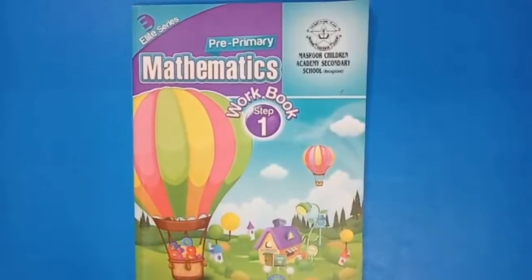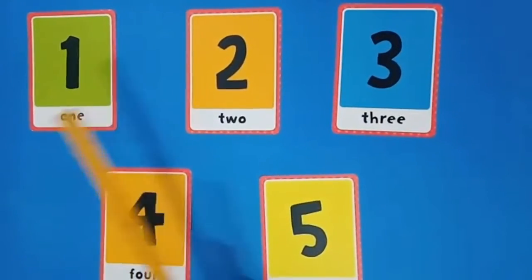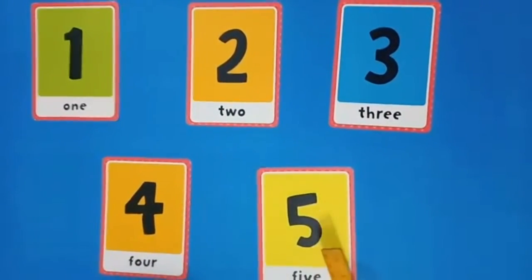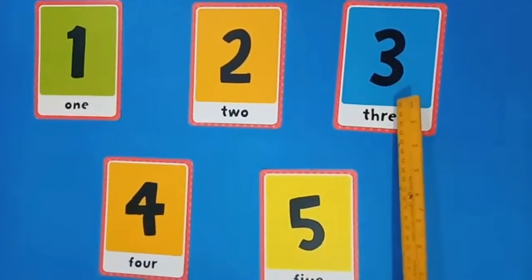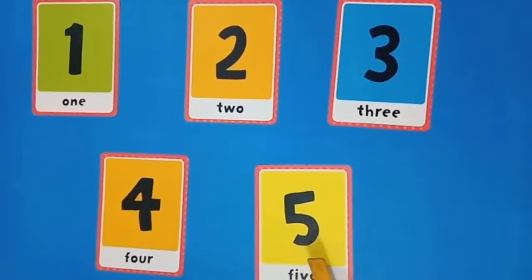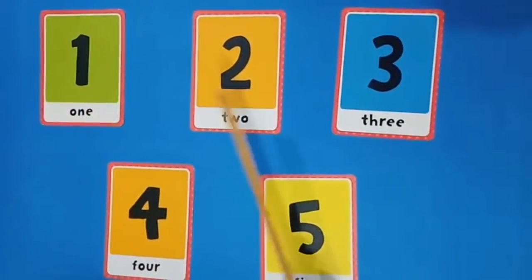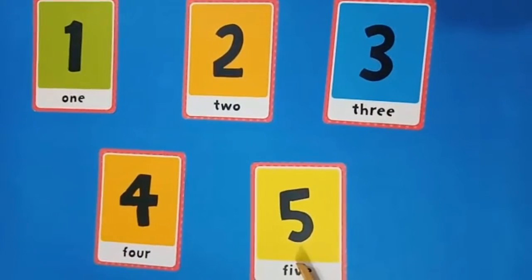First we review numbers counting 1 to 5. 1, 2, 3, 4, 5. 1, 2, 3, 4, 5. Again read with me. 1, 2, 3, 4, 5.